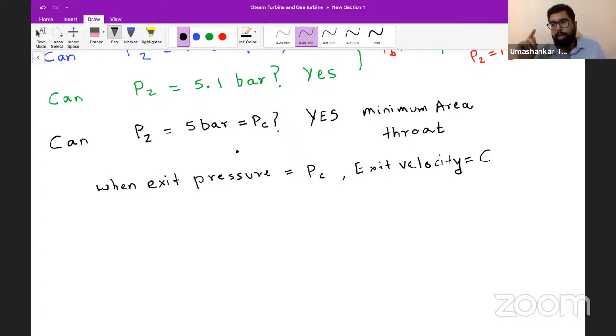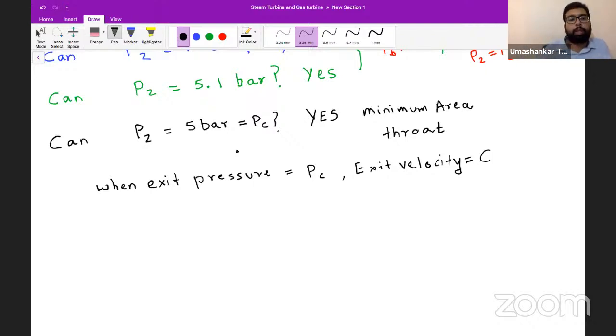Got my point? You said no, we can't have this. So we can have this if we make the minimum area, which we call the throat. So at critical pressure, we have the critical velocity, or the exit velocity, equal to the velocity of sound. Got it or not? So this is also possible.